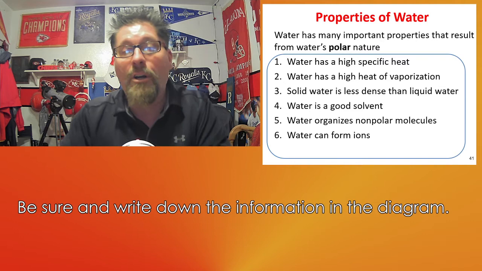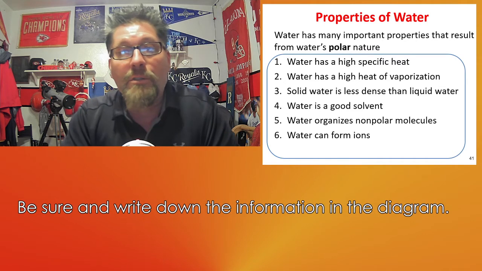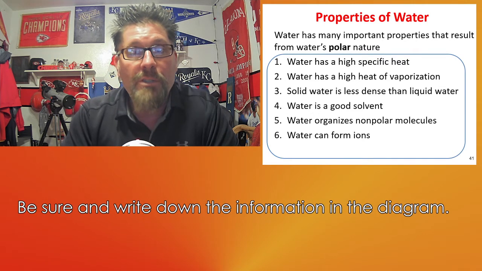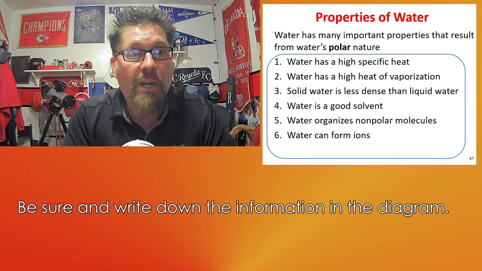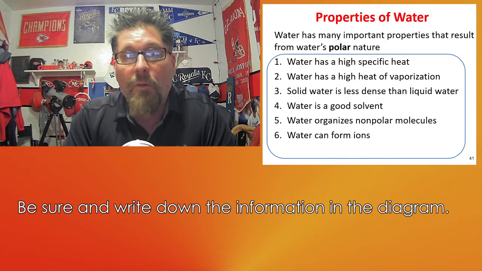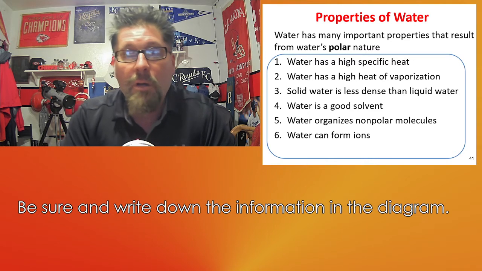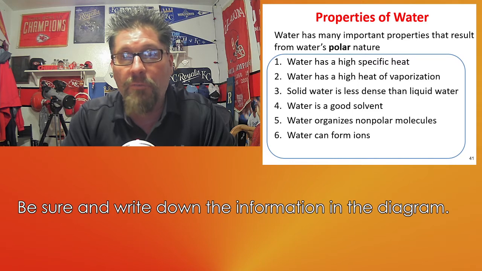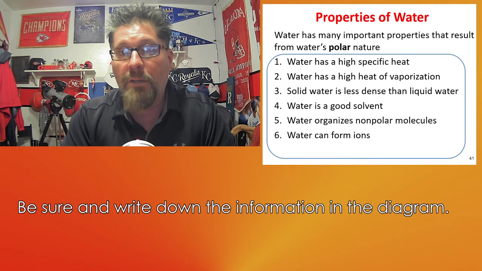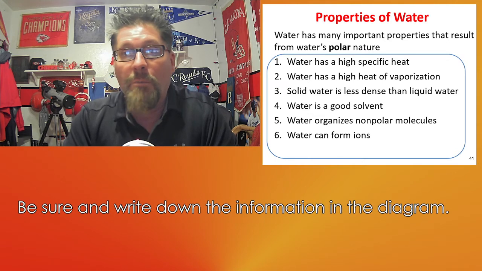All right, this is our list we're going to be working with, and each of these 1 through 6 has their own section of the video. We've got 3 videos on the properties of water. The first video talks about the first 2. The second video talks about the third and the fourth. And you can see the pattern here. The third video talks about the 5th and 6th. But be sure you write those down. Write this diagram down in your notes.